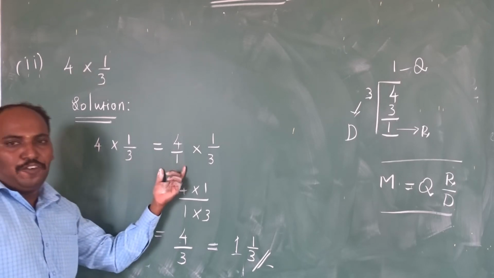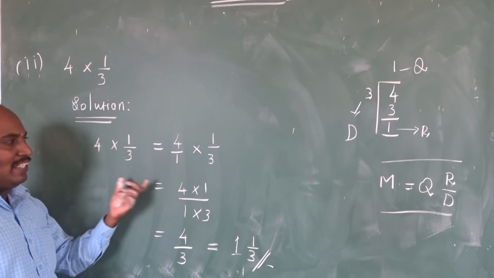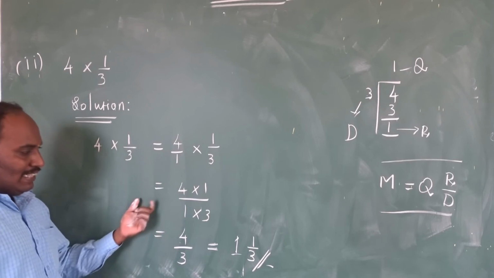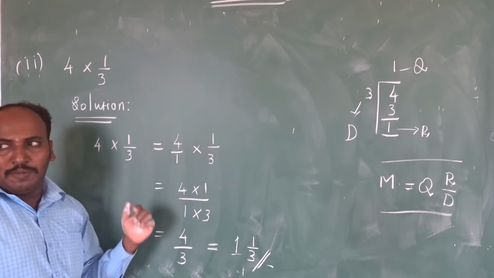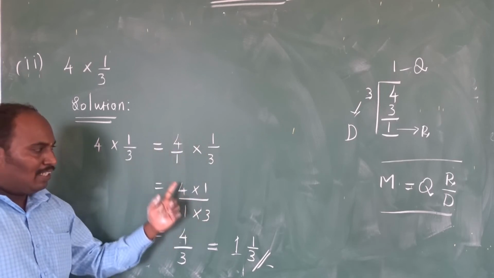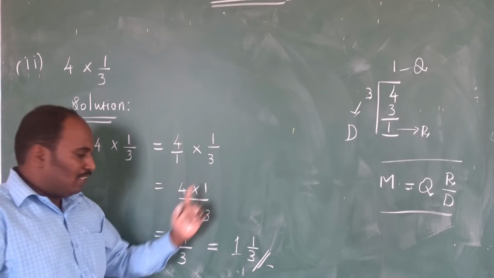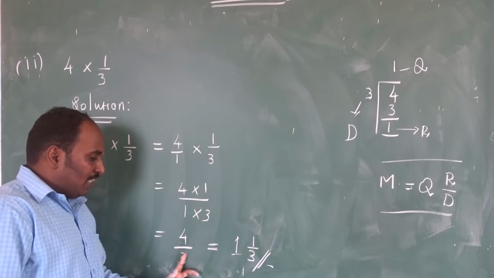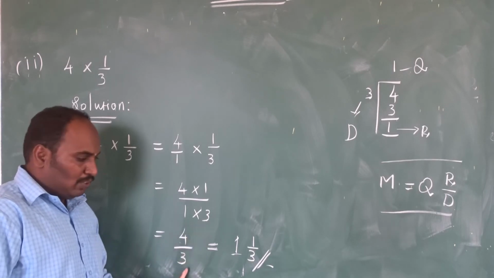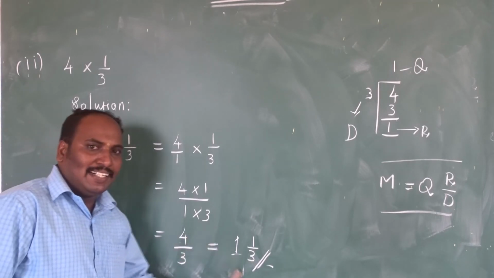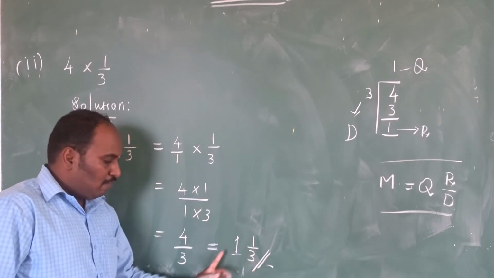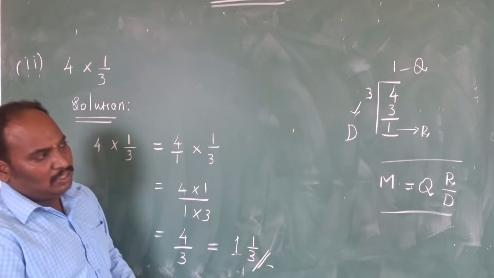4 converts to 4 by 1 because it is convenient. 4 divided by 1 into 1 by 3 is equal to, we multiply the numerator first, 4 into 1, and next we multiply the denominator, 1 into 3. 4 into 1 is equal to 4, then divided by 1 into 3 is equal to 3. We write the mixed fraction, 1 into 1 by 3. The next one, second one.